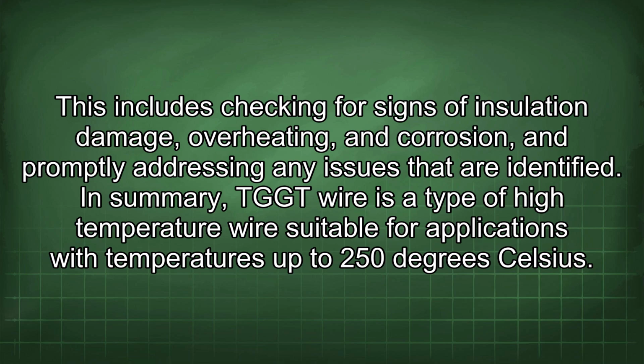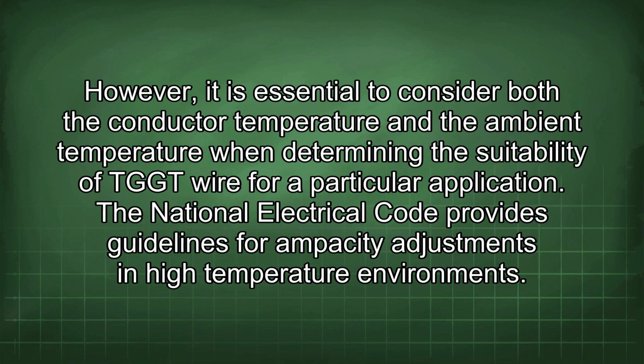In summary, TGGT wire is a type of high-temperature wire suitable for applications with temperatures up to 250 degrees Celsius. However, it is essential to consider both the conductor temperature and the ambient temperature when determining the suitability of TGGT wire for a particular application. The National Electrical Code provides guidelines for ampacity adjustments in high-temperature environments.